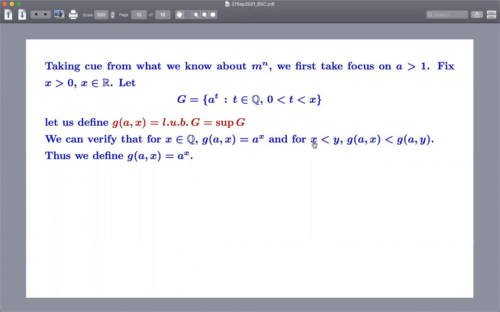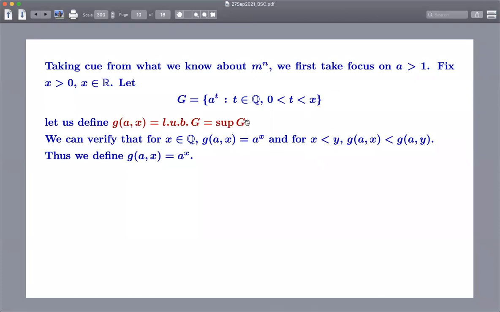So if x is less than y, one has to first argue that there is a rational number between the two of them. Perhaps it was there in the exercise. Okay, so there is a t in between, and then a real number z which is in between these two.